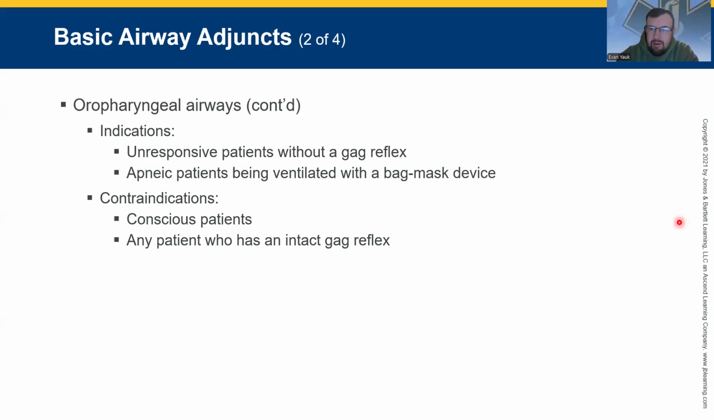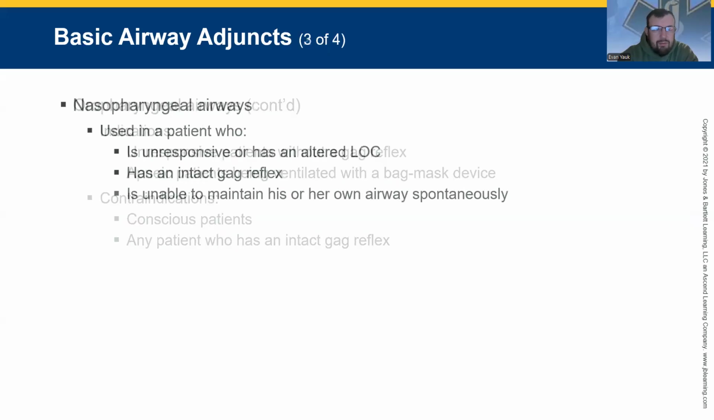If they gag, we cannot use the OPA. If they gag, we have to go with an NPA. If there's no gag reflex, OPA is the way to go. We don't use them on conscious patients. Any patient who has an intact gag reflex, we don't use.